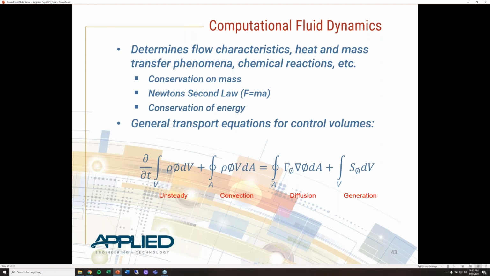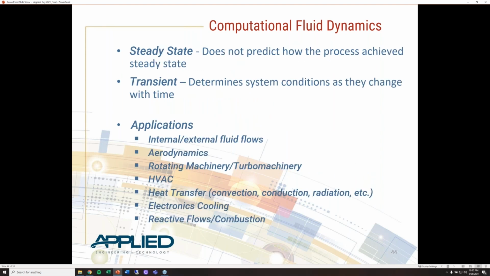We do this using the conservation of mass equations, Newton's second law, and the conservation of energy equation, and we combine these all together to form our general transport equations, and I have them listed here, solved on a control volume. We won't get too deep into that. We'll focus on some of the basics. We have the same two types of analysis here under the computational fluid dynamics umbrella. We've got the steady state and the transient.